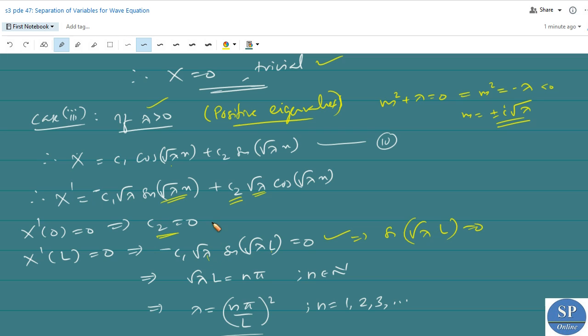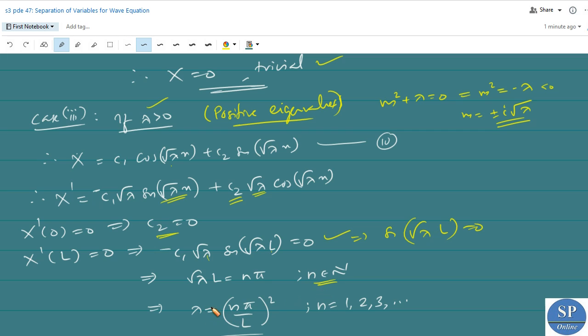And if lambda is also non-zero, because we are taking lambda greater than 0, then sin(√λ L) = 0. This implies √λ L = nπ, where n belongs to N. We are not considering n = 0 here, because that would give λ = 0, but lambda is greater than 0 in this case. Also, if we consider n as negative, we get the same values for lambda, so we take only n belongs to N.